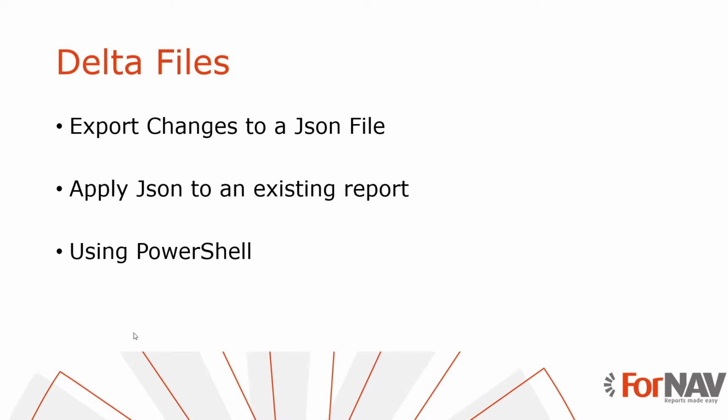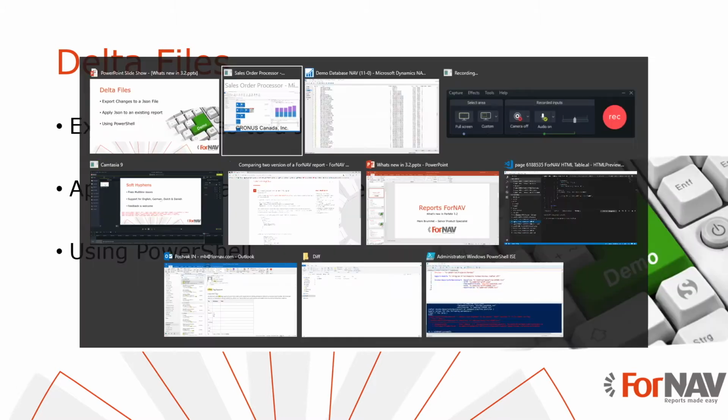With ForNAV we now also support delta files, which means that you can export two reports. The reports need to have the same object number, and then you can compare those reports, and then you can create a delta file that you can apply to an existing report. And this is done, same as Microsoft, using PowerShell. So let's see how that works.